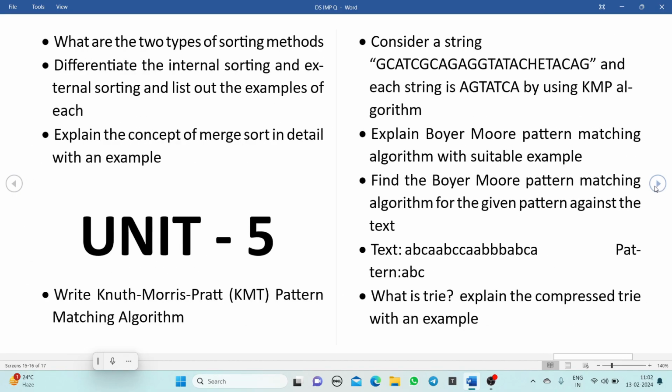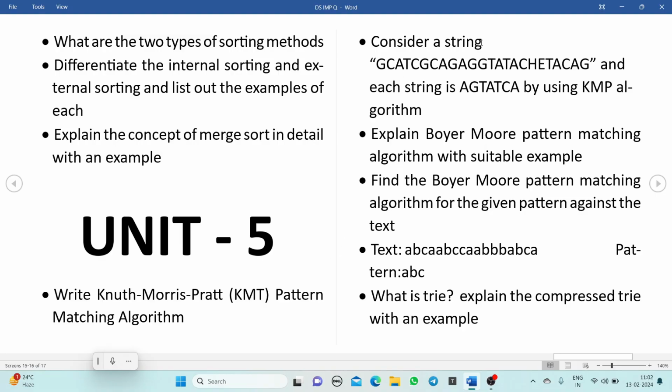And then next, finally we are having unit 5. Unit 5 is said to be one of the important and very easy topics out of 5 chapters. So write the KMP pattern matching algorithm. So whenever they ask you to write the algorithm, you have to write the steps for the given question. So whenever you see the word algorithm in a question, you have to write the steps.